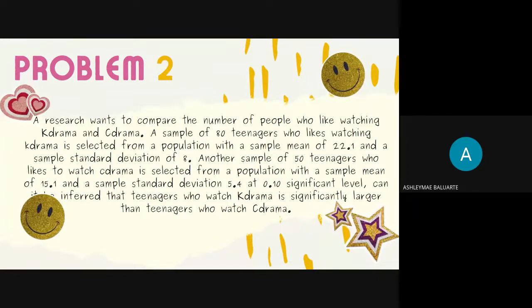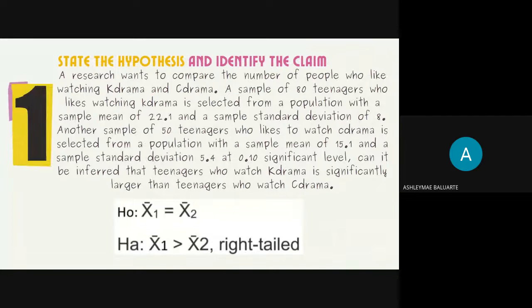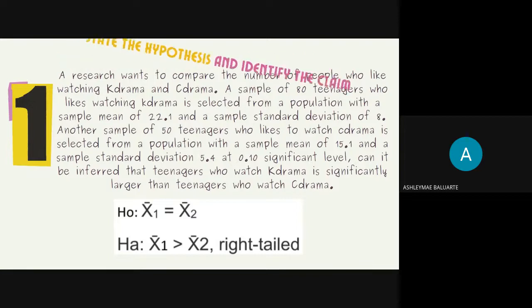At 0.10 significance level, can it be inferred that teenagers who watch K-drama is significantly larger than teenagers who watch C-drama? So first step, let's state the hypothesis and identify the claim. So H0 is sample mean 1 is equal to sample mean 2, and HA is sample mean 1 greater than sample mean 2. Since sinabi dito na kung more than ba yung nagwa-watch ng K-drama kaysa sa nagwa-watch ng C-drama. So we're going to use the right tail.